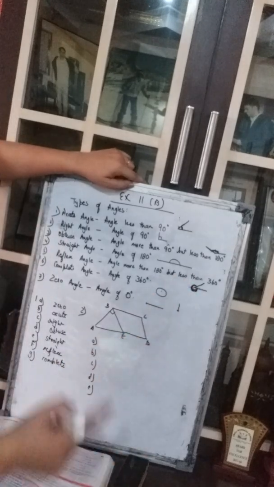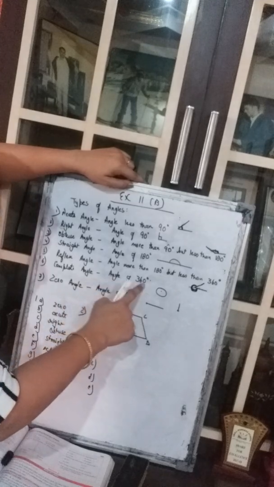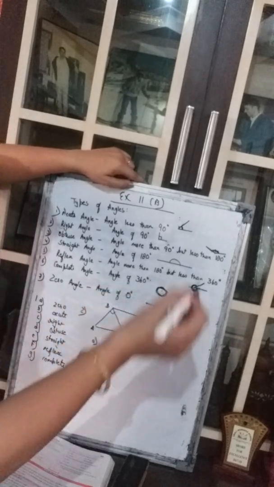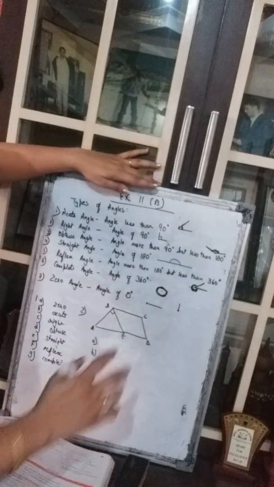Clear? Now we come to the complete angle. Complete angle means the angle of 360 degrees, a complete circle around a point. That is called a 360 degree angle or complete angle. Is that clear?